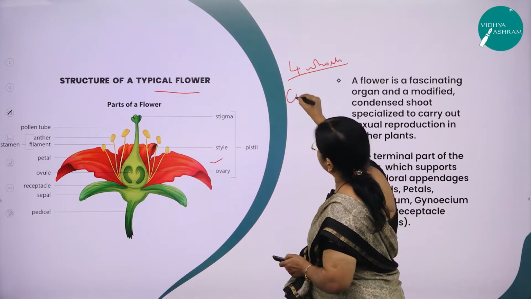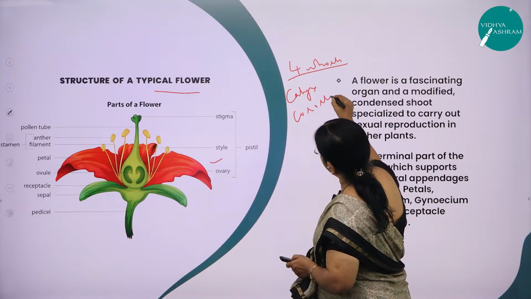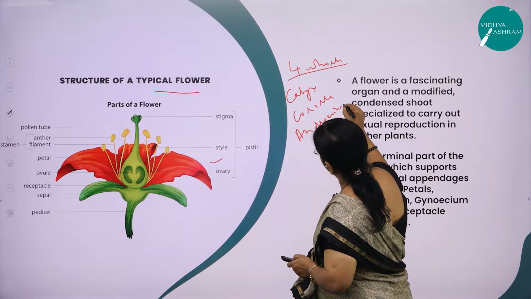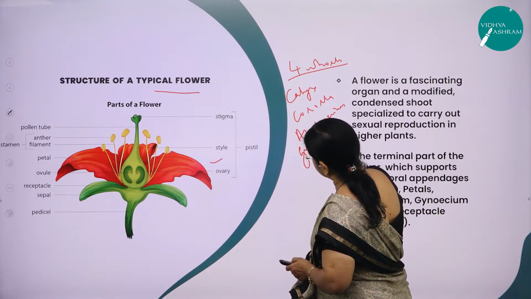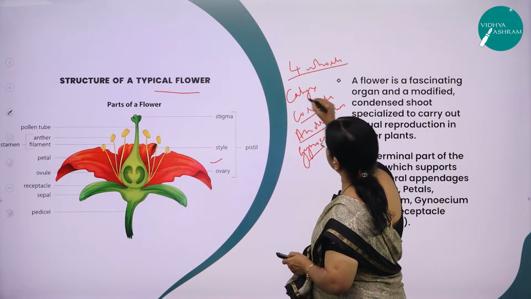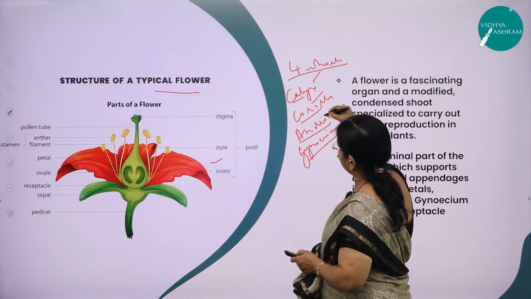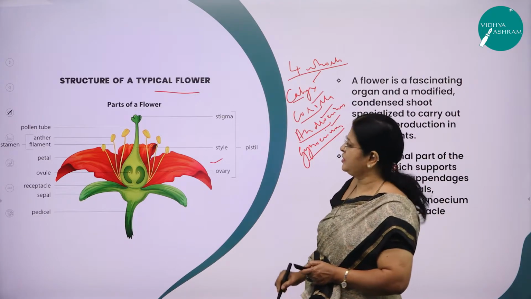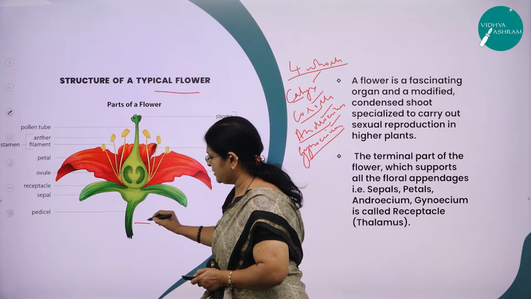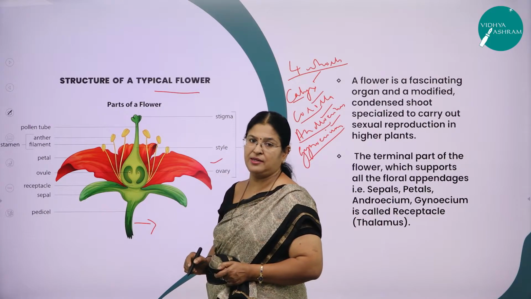What are they? Calyx, corolla, androecium and gynoecium. What are the 4 very important whorls of a flower? Calyx, corolla, androecium and gynoecium, right? Here you can come across, very important, the stalk of a flower. The stalk of a flower is called pedicel, right?